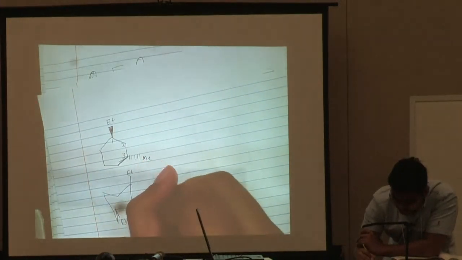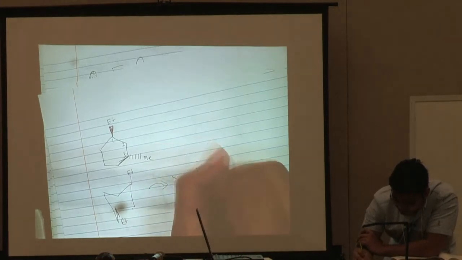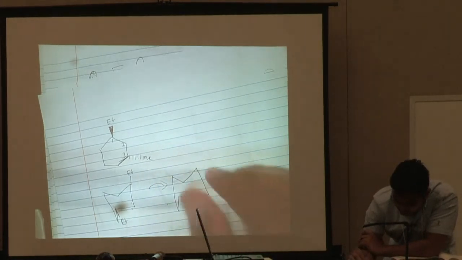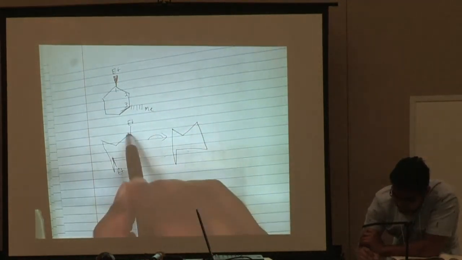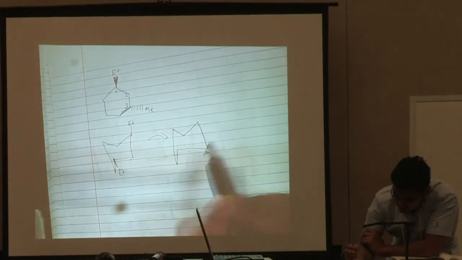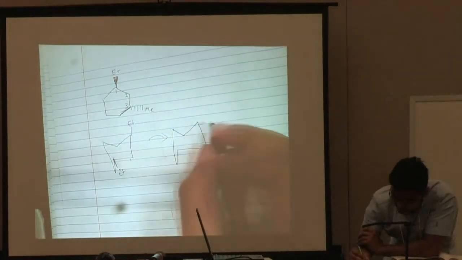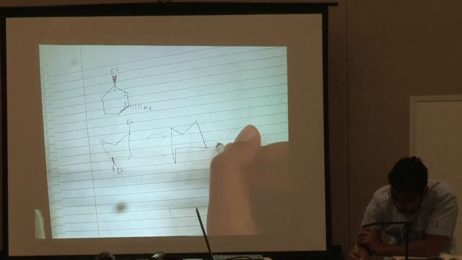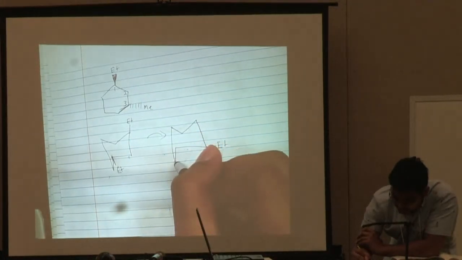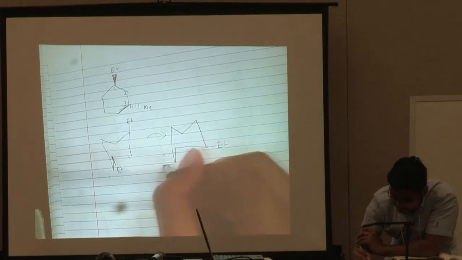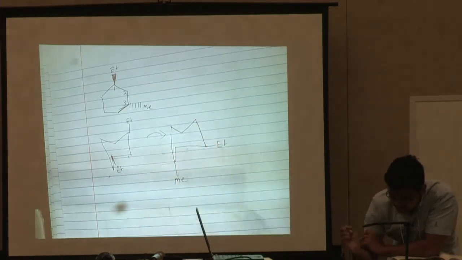When I draw its ring flip, I'm going to go one whole carbon down. So this ET or ethyl is going to end up right here. It's still in the up formation, so it's going to be here. And my methyl is also going to shift one, but still be in the down formation. So it's going to go from here to here. It's not going to be here because that is up. Rather, it's going to be here because that's now down.